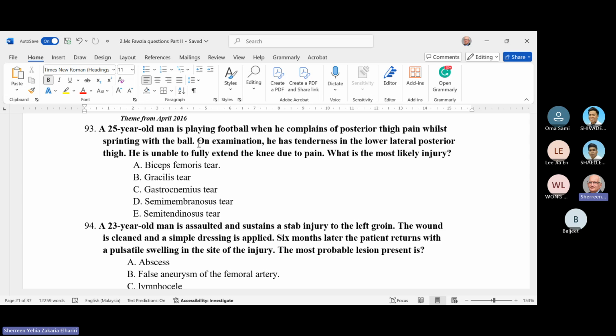So which muscle is in the lower lateral part of the thigh, or the lateral border of the popliteal fossa? Anyone? Biceps femoris. Yeah, biceps femoris tendon tear. Okay.